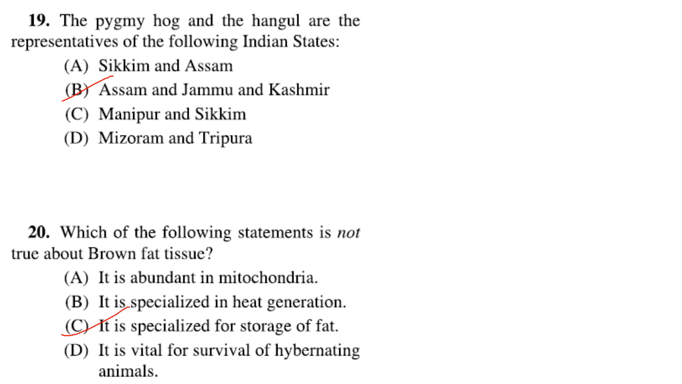Which of the following statements is not true about brown fat tissue? So it is abundant in mitochondria, yes. It is specialized in heat generation, yes. It is specialized for storage of fat. It is not specialized for storage of fat. It is adipose tissue which is specialized in storage of fat. So answer is option C.